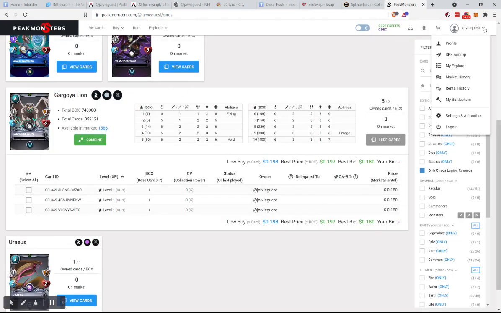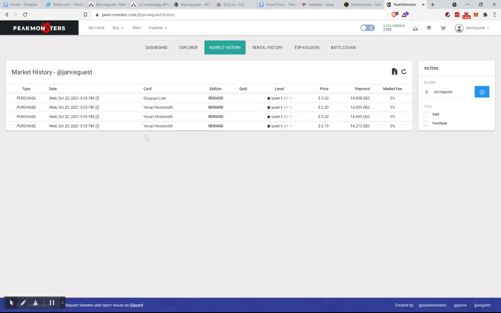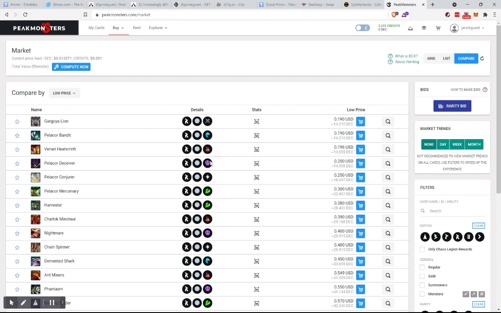You think they're done being sold? Let's go to market history. Nope. Oh, dang it. We just purchased, oh, we purchased one Gargoyle Lion and 3 Venari Heatsmiths. Interesting. We purchased it for 20. Now we're selling it for 18. Why aren't they sold? So it said 18. That doesn't mean somebody had a limit order in for 18, is it? Is that where the 18 came from?